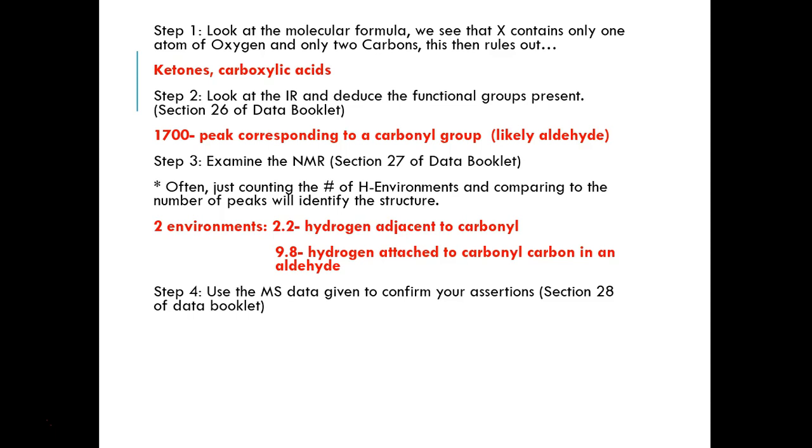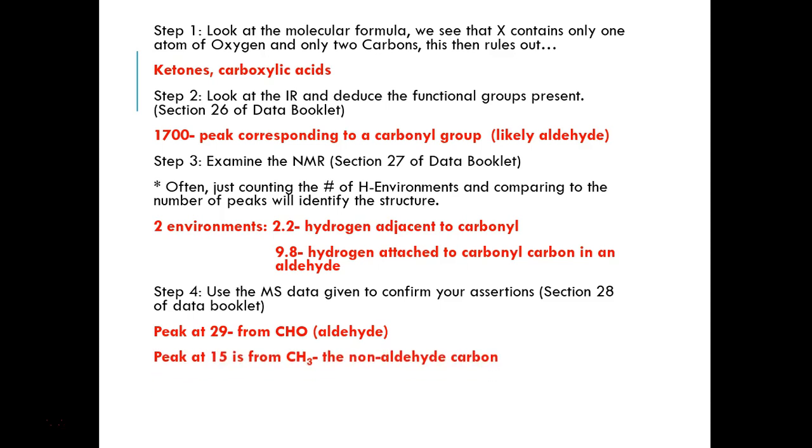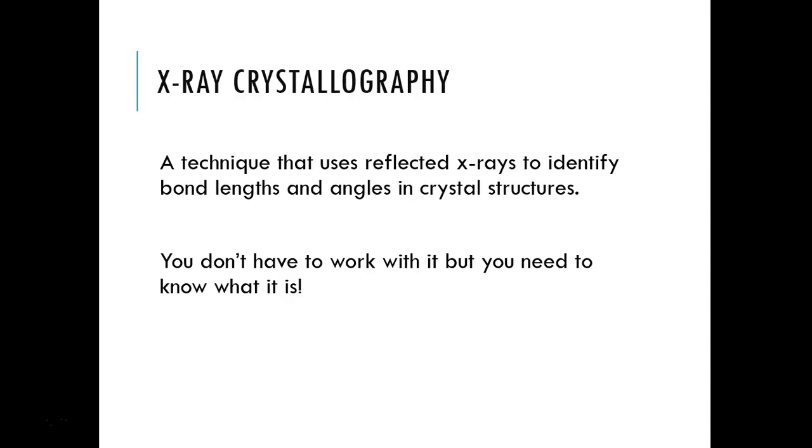And in step 4, we're going to use the mass spec data to confirm what we think. There's a peak at 29, and that makes sense. That indicates that we would have an aldehyde. The peak at 15 is from the methyl group, which is the non-aldehyde carbon, so we have ethanal.